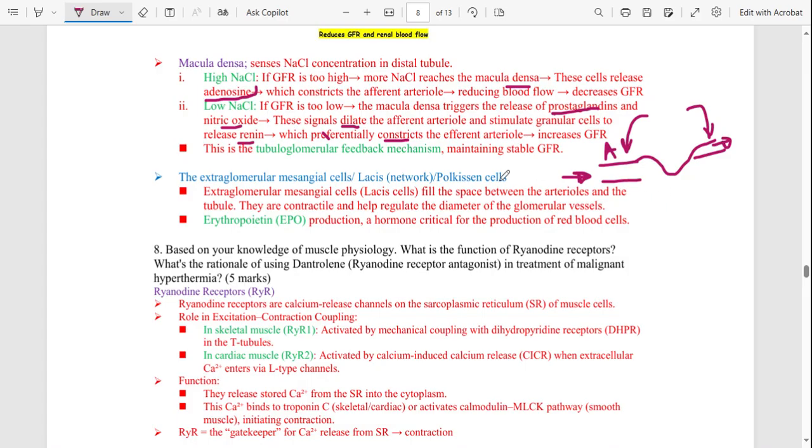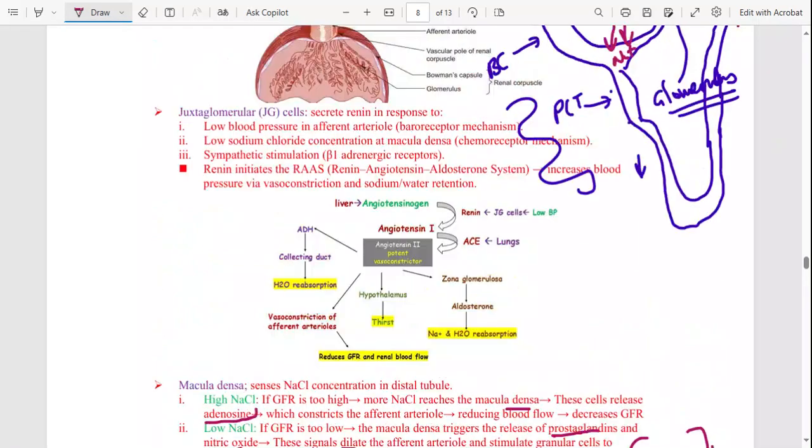So that is what happens. In other words, low levels of sodium chloride increase the glomerular filtration rate, while high levels of sodium chloride will reduce the glomerular filtration rate. That's what the macula densa cells do. The mesangial cells, which is another component, also known as the Lacis cells or network cells or Polkissen cells, secrete what we call erythropoietin. And this is involved in the production of red blood cells.